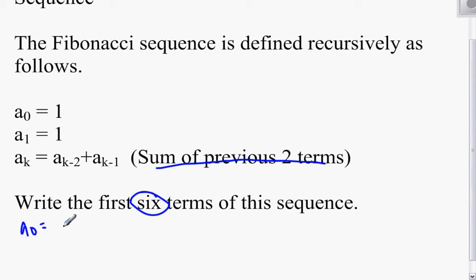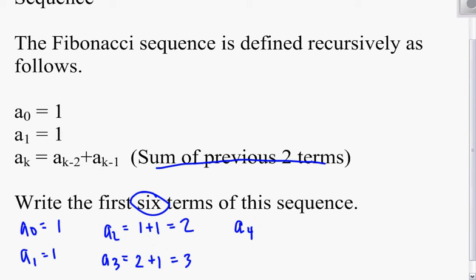a sub 0 and a sub 1 are right there. A sub 1 is 1. A sub 2: 2 minus 2 is 0, right? A sub 0 we already know is 1, and 2 minus 1 is 1, a sub 1 is 1, so 1 plus 1 is 2. A sub 3: 3 minus 2 is a sub 1... a sub 2, which is 2, plus 1, we get 3.